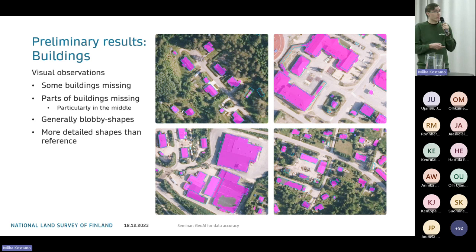For some visual observations, there are some buildings missing. And some parts of the buildings are missing, so there can be pieces missing in the middle of the building. And the shapes of the buildings are generally quite blobby. But the shapes are still more detailed than the reference, because the reference is kind of a simplification of buildings.